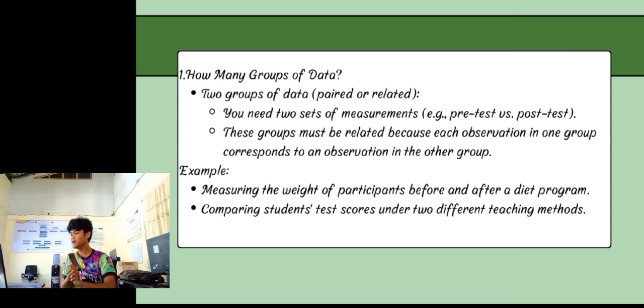And in comparing student t-scores under different teaching methods, they also compare the test score difference.